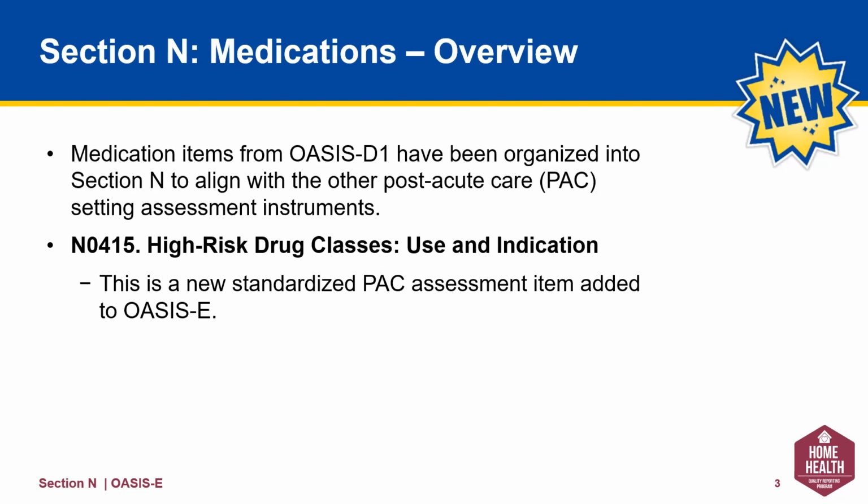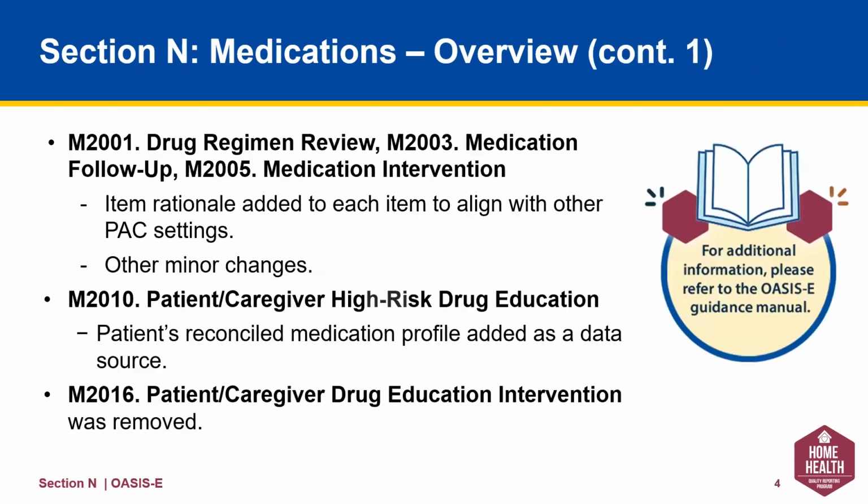Here is an overview of Section N in OASIS-E. The medication items from OASIS D1 have been reorganized into Section N to align with the other post-acute care, or PAC, setting assessment instruments. N0415, high-risk drug classes, use and indication. This is a new standardized PAC assessment item added to OASIS-E.